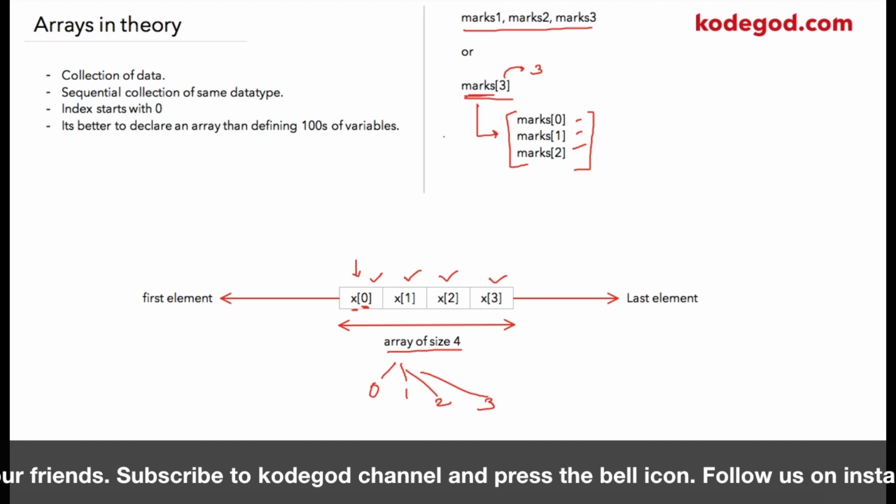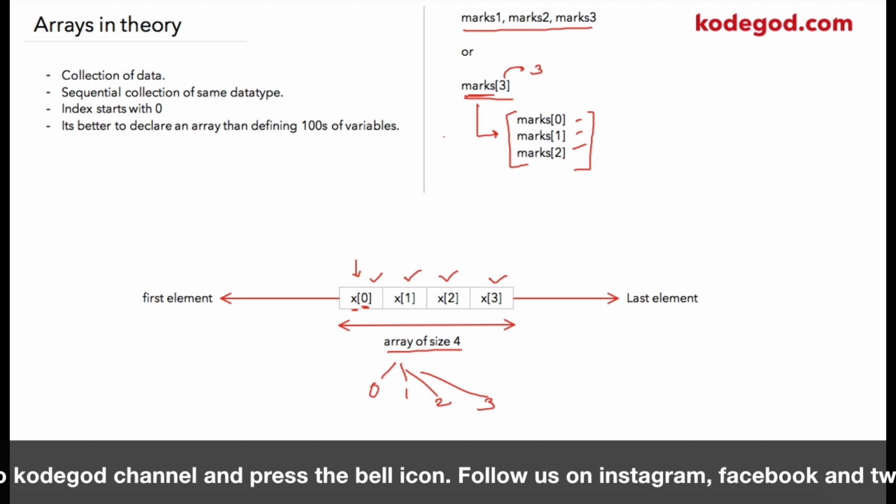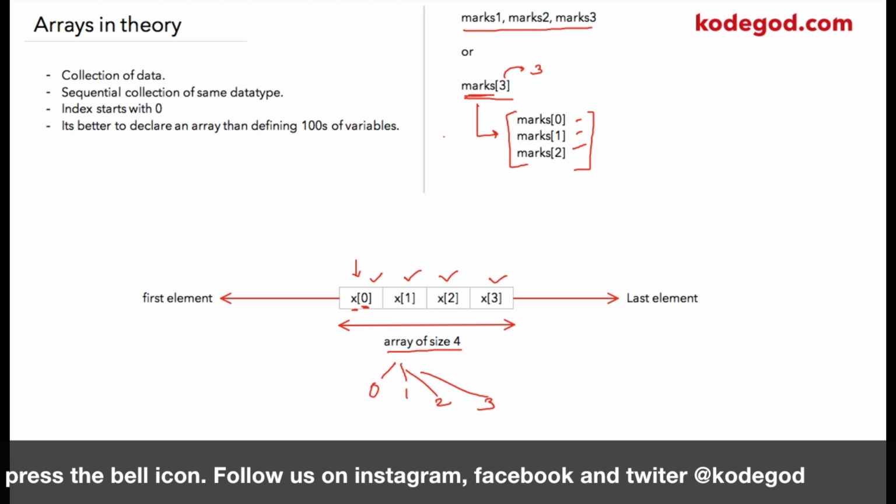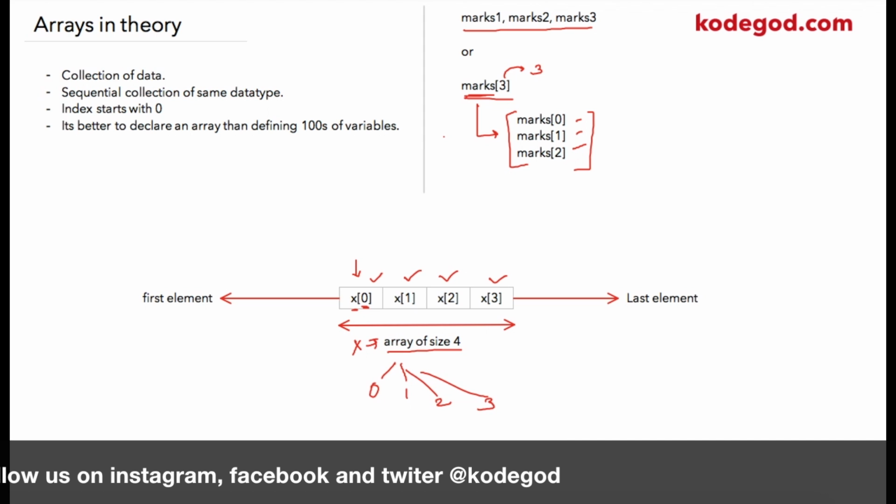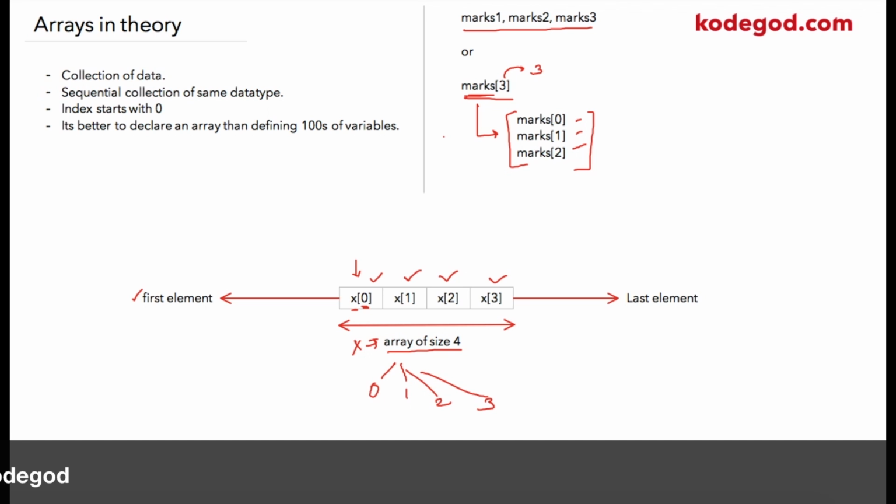Again, just to revise, X is an array which is a collection of same data type. Here in this example, I'm using X as an array of size 4. So X0 is my first element and X3 is my last element. In the next lecture, we will check how we can declare, initialize and use arrays in a program.